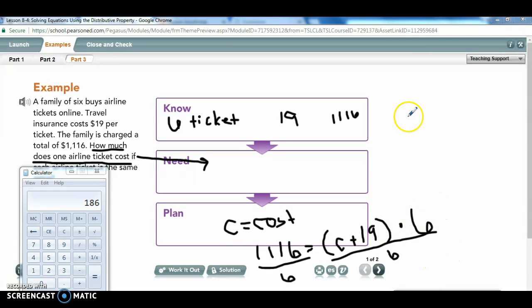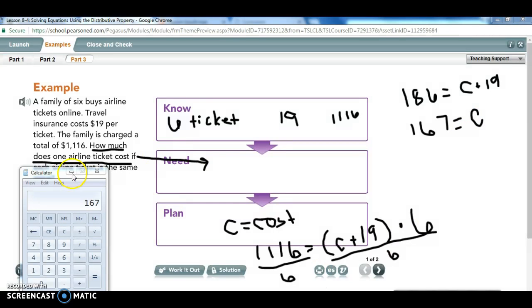I'm going to move this up here. So 186 equals C plus 19, because that times 6 got canceled out. This got canceled out when I divided. And last but not least, I need to subtract 19 from both sides. So 186 minus 19 is going to give me 167. So that is what C equals. The plane tickets cost $167.